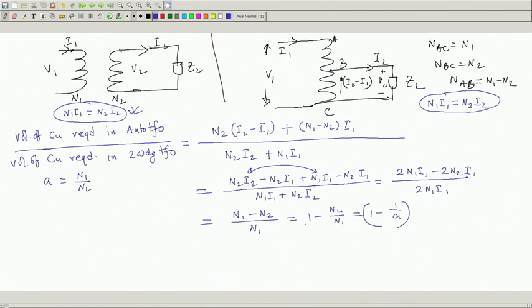So, value of A for step down case, N1 is greater than N2, which means that A is greater than 1, or 1 by A is less than 1. Is not that this 1 by A will be a number which is less than 1 fraction.